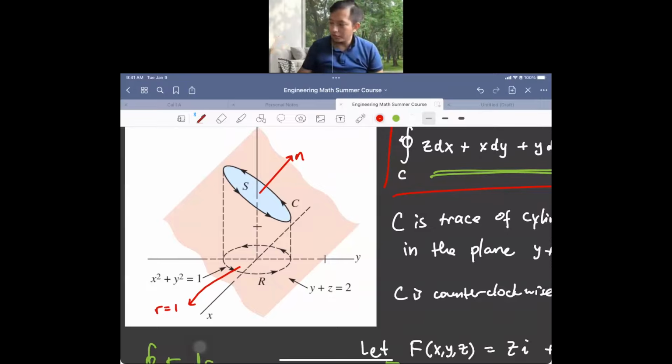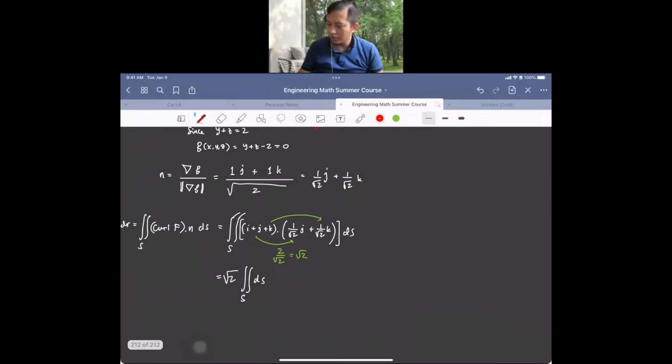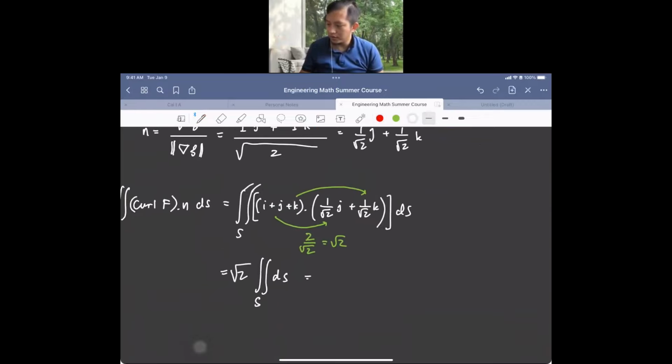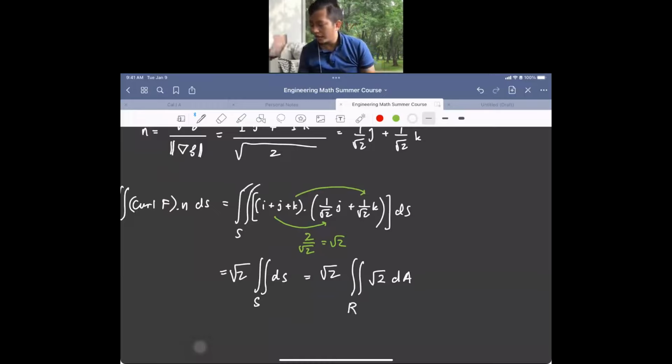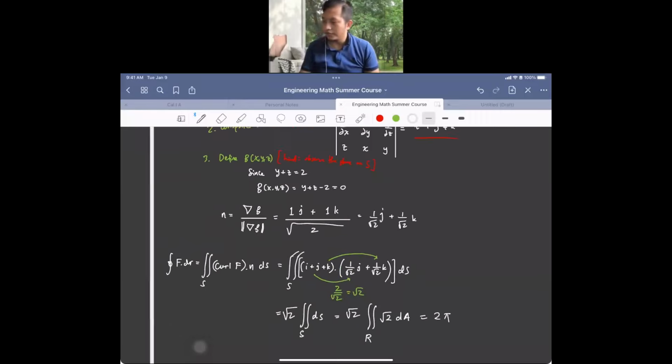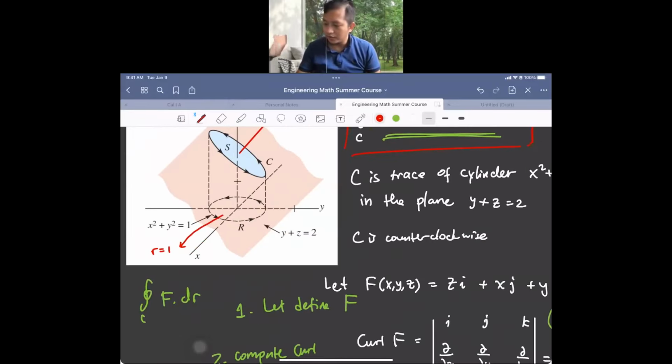And then from this picture, we could take this double integral. We could make square root of 2, and we could take this into R. Then we could take this square root of 2 dA. And since the area is just pi, we could just multiply, and then this is 2 pi. So we can write, this is area pi r squared, or A is equal to pi.